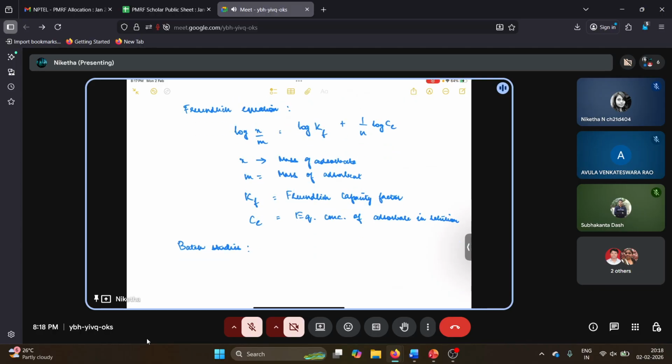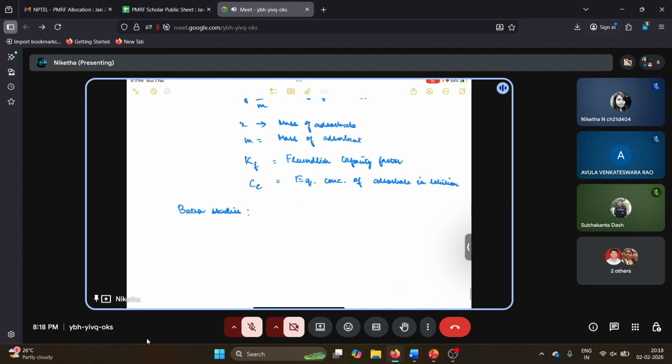But in case we go for industrial applications, we need to do a continuous study in a column. So unlike batch, a continuous study is done using a column. A packed column will be packed with adsorbent, and then there will be continuous inflow and outflow. So these studies are also done.